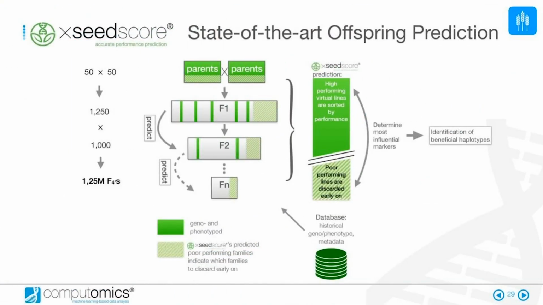So within each generation, we sort the offspring by performance. By looking at thousands of offspring per cross, we can tell you early on which of the lines you can discard, as their offspring will perform poorly, and which of the crosses to keep. Exceed score tells you the most important markers influencing a trait. So we can identify beneficial haplotypes, that is, marker or allele combinations that are associated with, for example, high yield. This knowledge can be used to screen your germplasm or could be used as gene editing targets.